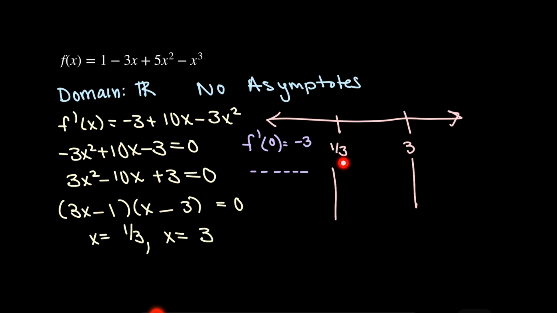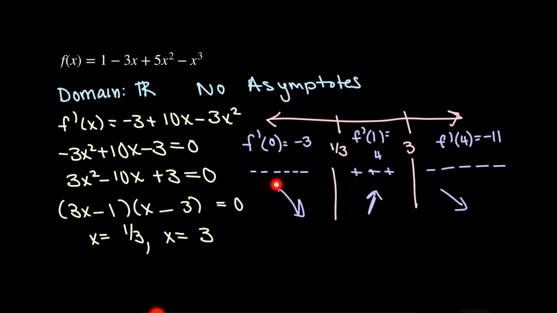Then I'm going to pick a number between 1/3 and 3. I chose x equals 1. I plugged that into my derivative, and I got f prime equals 4. Because that's a positive number, the derivative will be positive for all x values between 1/3 and 3. And then I pick a number bigger than 3. I chose 4. I plugged 4 into my derivative, and I got negative 11. So the derivative is negative when x is bigger than 3.